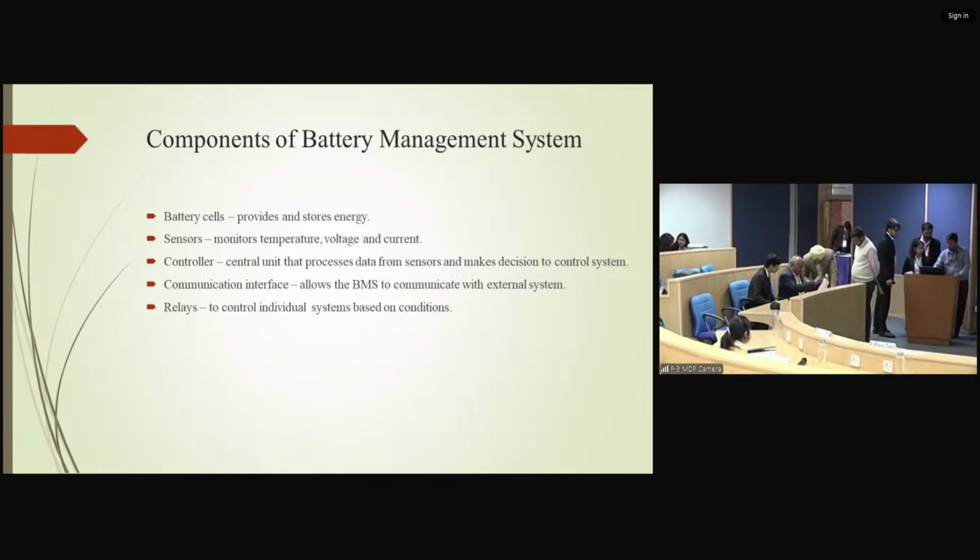So whenever there is a problem or any issue with the battery, then we get to know.